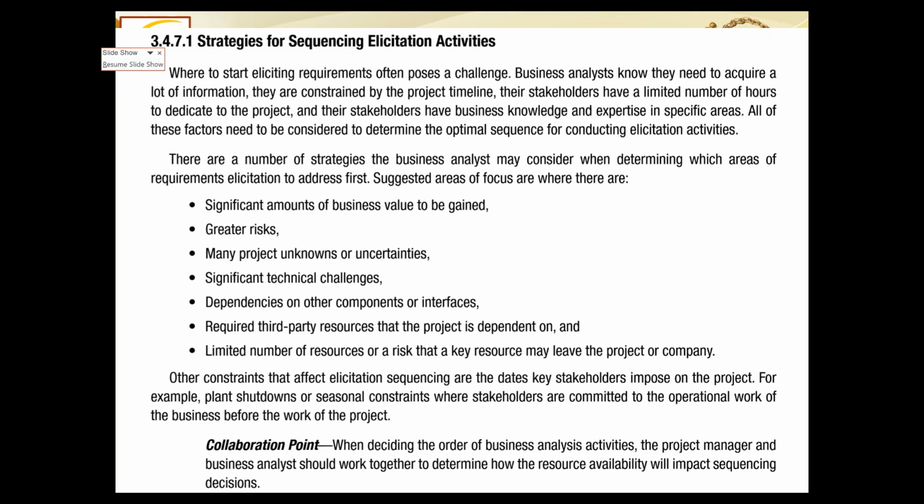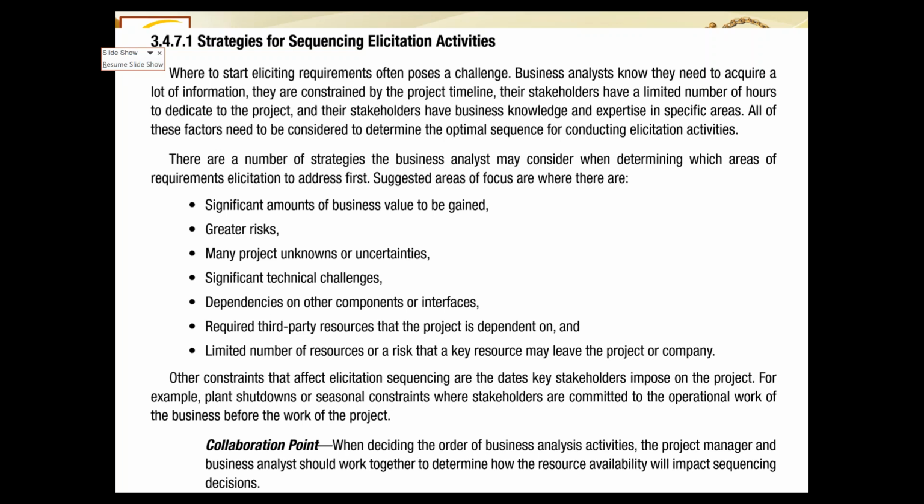Then we have to see where there is greater risk. So maybe we can decide to avoid the risk and go for those areas which are less risky, or we can decide otherwise depending upon the type of project we are dealing with. Many project unknowns or uncertainties. If there are a lot of uncertainties, then probably we have to know things in more detail. We have to ask more questions. So where there are more uncertainties, we have to spend more time with those stakeholders.